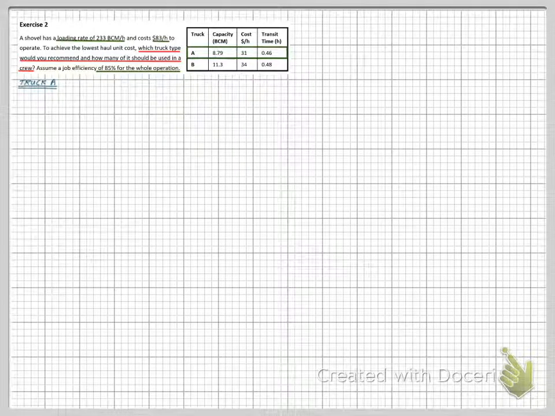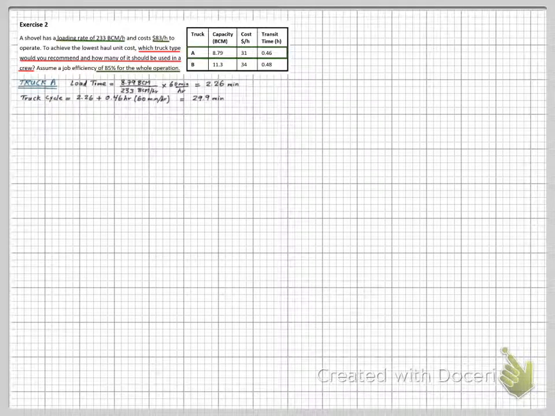Let's start with truck A. Its load time is calculated by dividing its capacity over the shovel productivity. Then its cycle time is calculated by adding the loading time and the transit time. Now we can find the balance point of trucks A by dividing the truck cycle over the shovel cycle, which turns out to be 13.23 trucks.